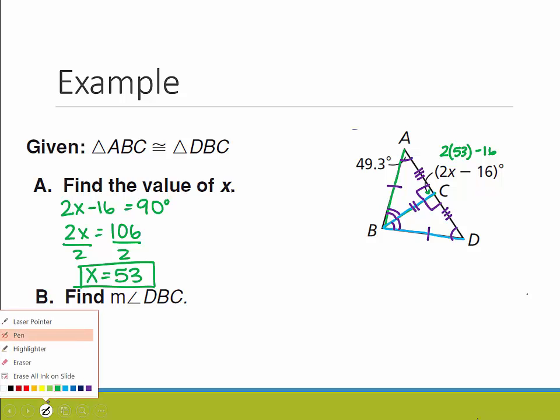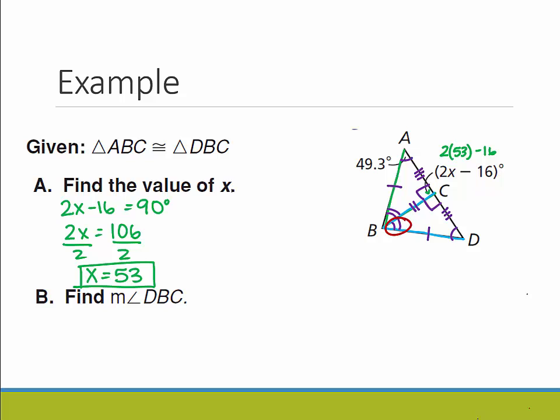So now the next one wants us to find the measure of DBC. So they want us to find this angle right here. Now, we know that in here is 90 degrees. We know this is 49.3. And inside of this triangle, ABC right here, all of the angles have to add up to 180. So I can find this angle here, ABC. And then because they're congruent, that means I know the measure of that angle.